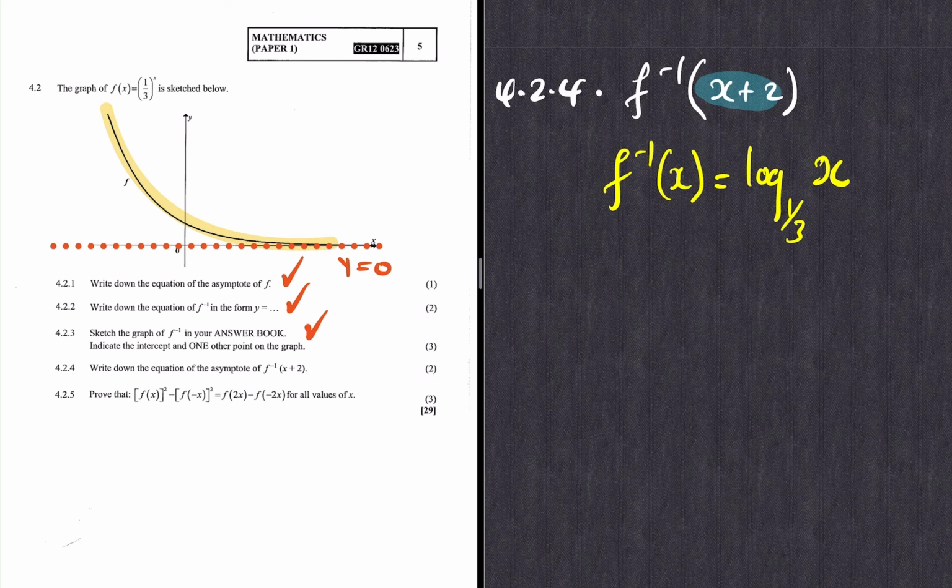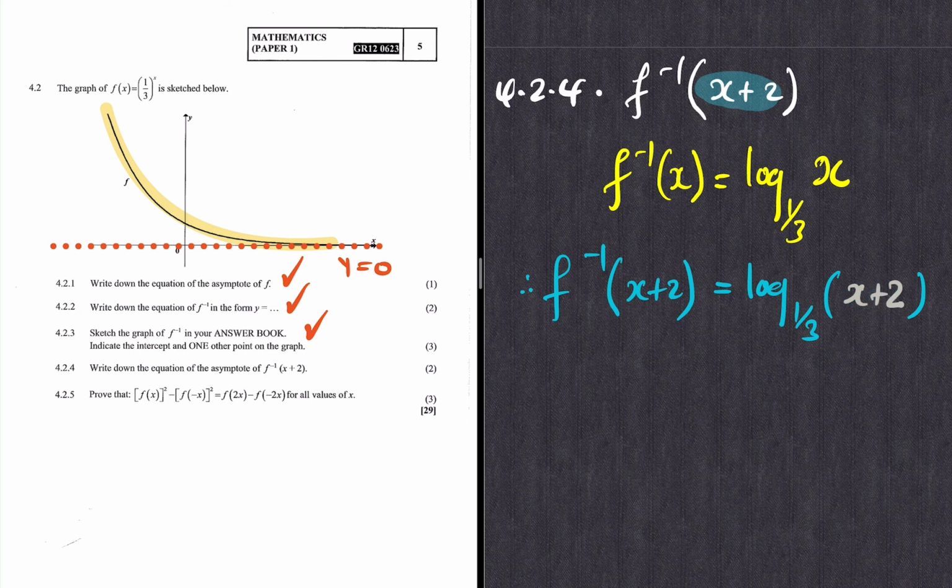Now, they say find the equation of the asymptote of x plus 2. Now, look at this. In the position of x, we now have x plus 2. So wherever there is x, I'm going to put x plus 2. So I have a log of base 1/3 of x plus 2. Okay, so that is x plus 2 there.